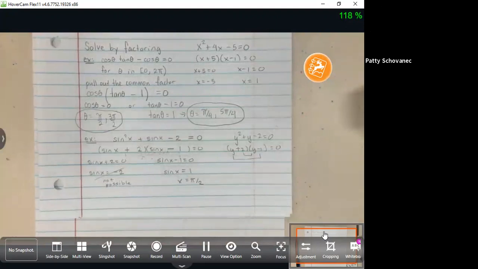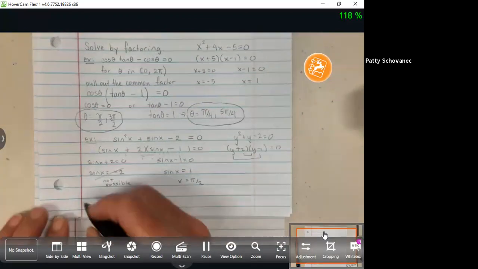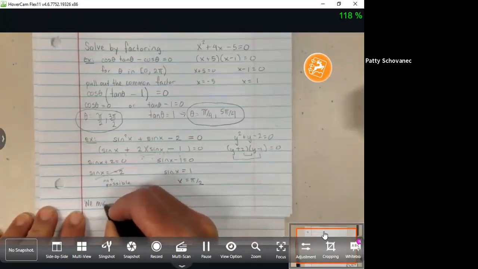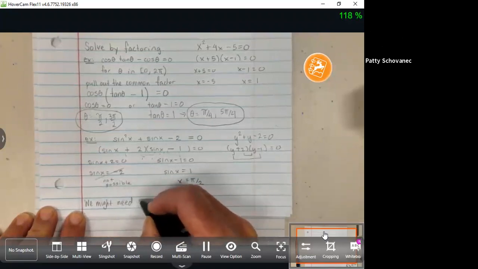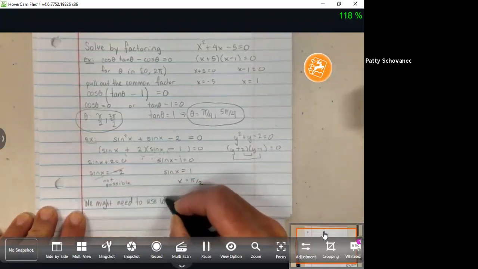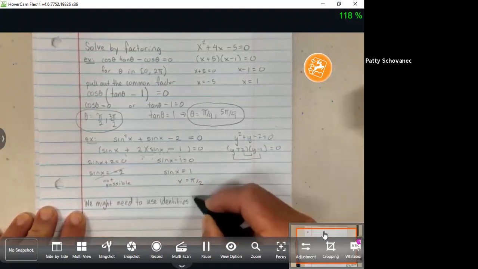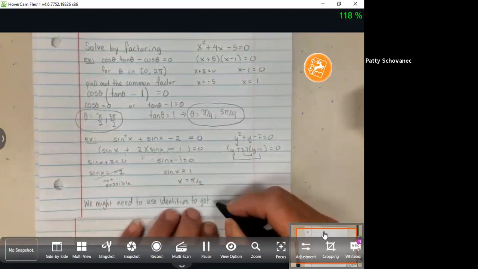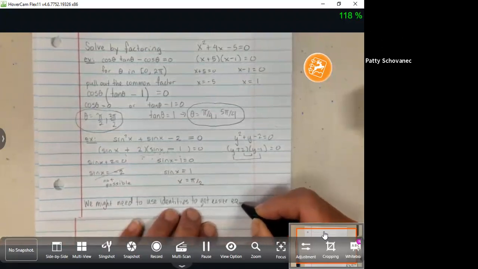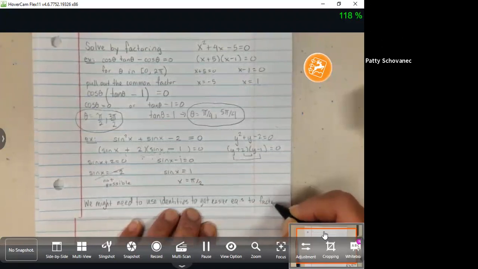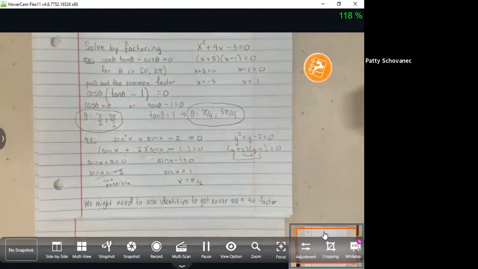Solve by factoring. If we have too many trig functions in our equation, then maybe we'll solve by using some identities and then factoring. So we might need to use identities to get easier equations to factor. That's okay. We've got a boatload of identities. We love using them.